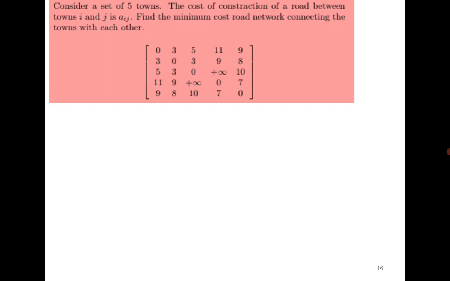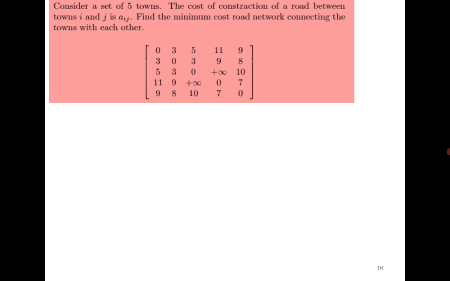So consider a set of 5 towns. The cost of construction of a road between towns I and J is AIJ. Find the minimum cost road network connecting the towns with each other. So first try to understand what has been given. We have been given an adjacency matrix of the graph K5. We can consider the graph K5 where weights are given and we can find a minimum weight spanning tree. The order is 5, so I just need to pick 4 edges with the minimum weight such that they are not forming a cycle.